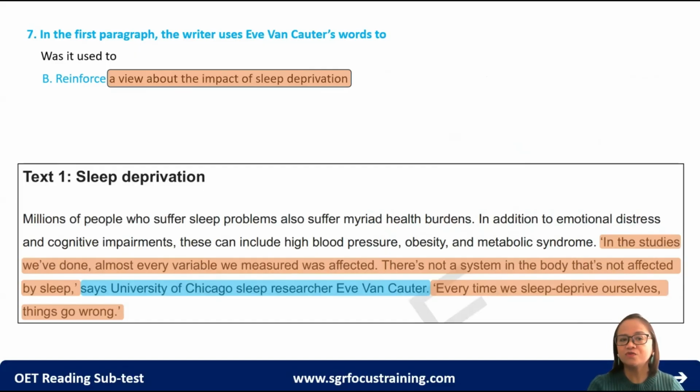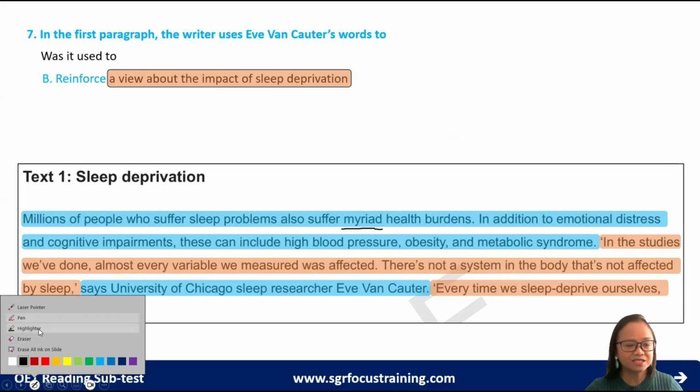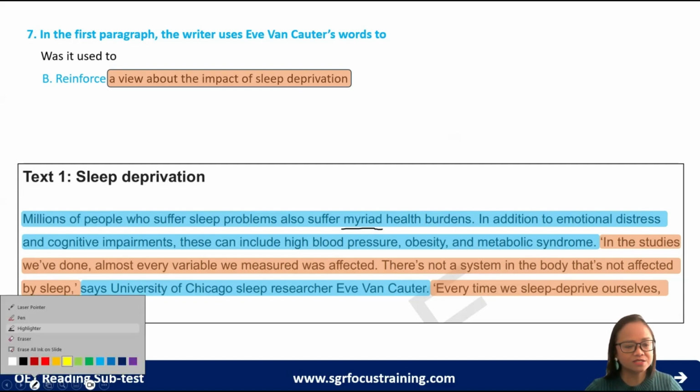Is the writer reinforcing a view by using Eve Van Coulter's words? So that means there is another opinion in here, and that one is in the first two sentences. Those two sentences stated that millions of people, meaning lots and lots and lots, okay, who suffer sleep problems also suffer myriad health burdens. Now, many of you probably will stop and look at the word myriad, and then it stops you in your tracks and it becomes problematic because you're like, I don't know that word and I don't know how to answer this question.